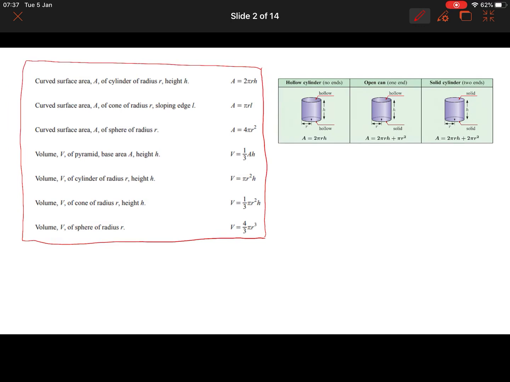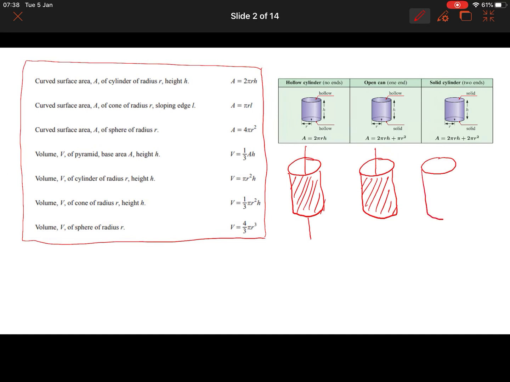Okay? Now, for example, there are 3 types of cylinders that you could be asked about. You could be asked about a hollow cylinder. Okay? A hollow cylinder is one where you could put your hand right through it because there's no top and bottom. You could also have an open can, which is a cylinder that has a bottom but not a top. So you could put your hand in, but you get stuck at the bottom. Or it could be a solid cylinder where you cannot put your hand through it at all. It has a top and a bottom.